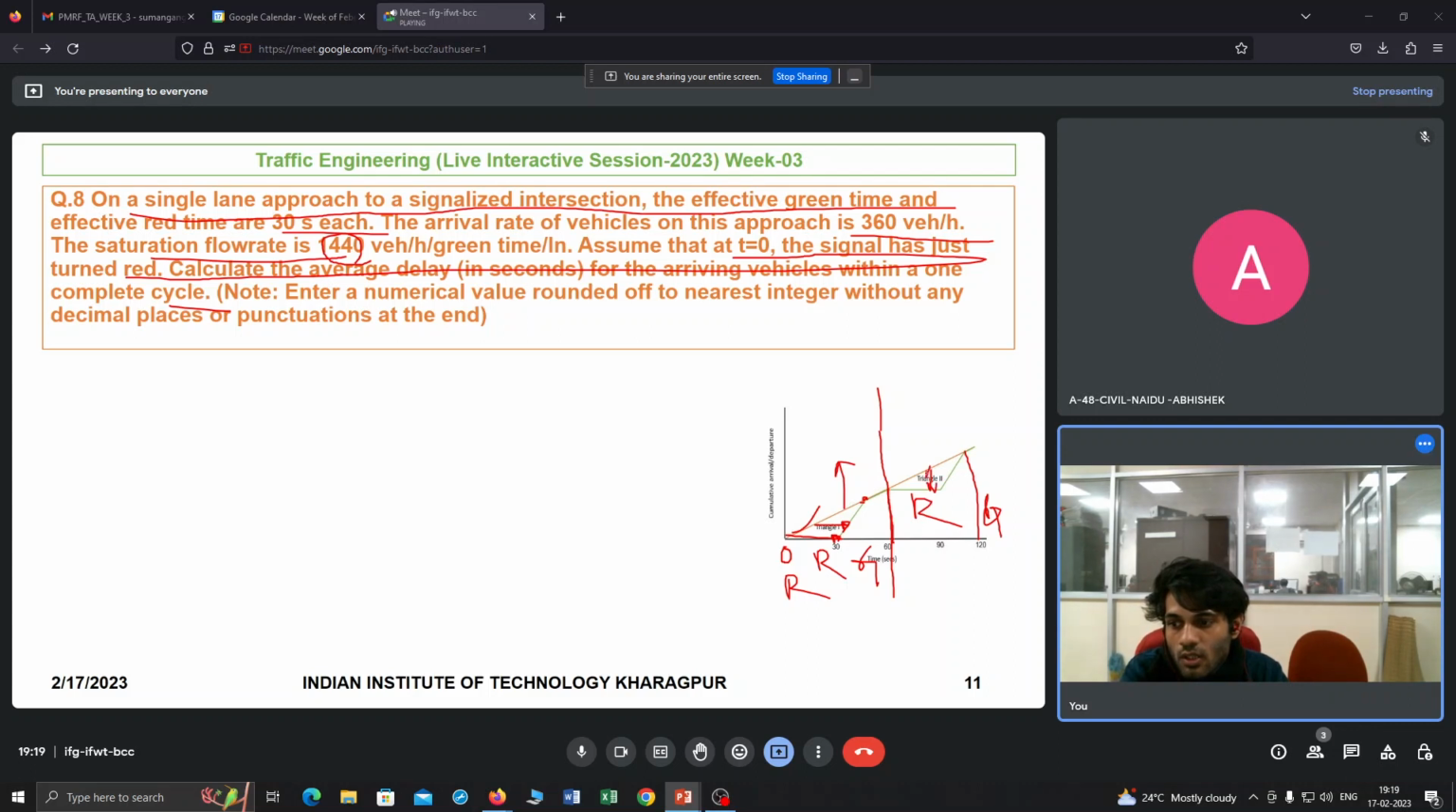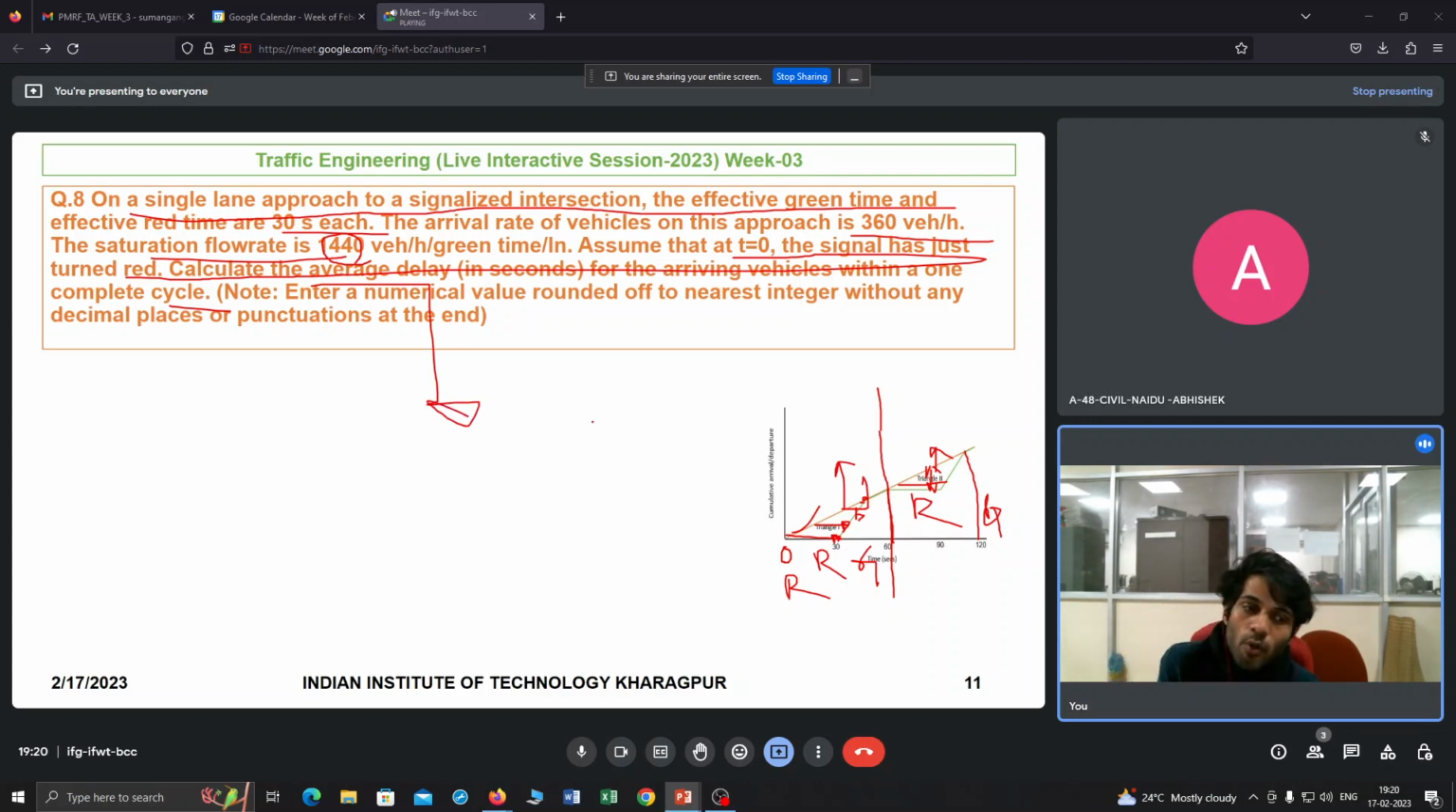Queue is this vertical line, and the horizontal line is delay. So if you can calculate the area of this triangle, you may get the total delay, the cumulative delay, right? Cumulative vehicles, what is the cumulative delay that you can get here. So can you calculate what is the average delay in this scenario?